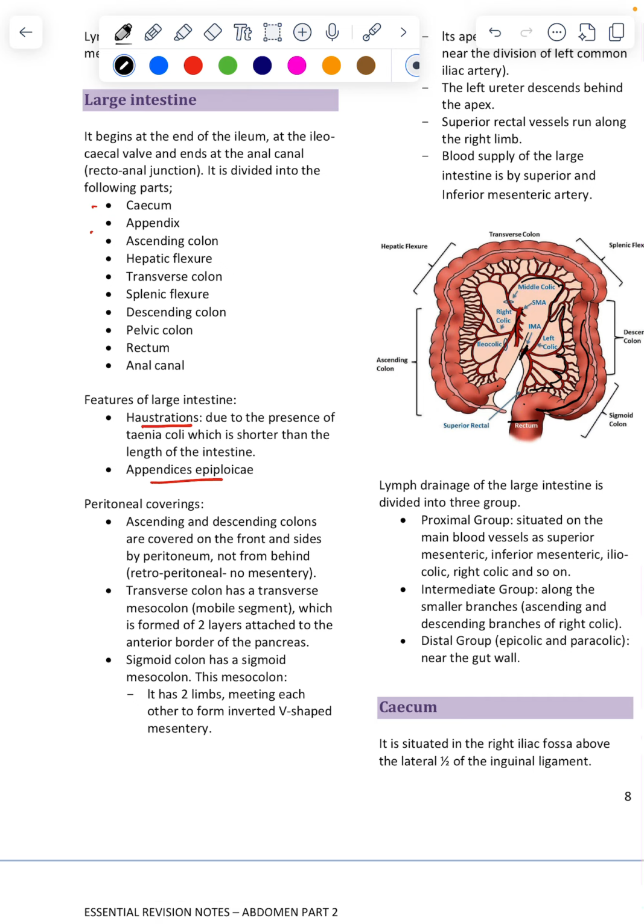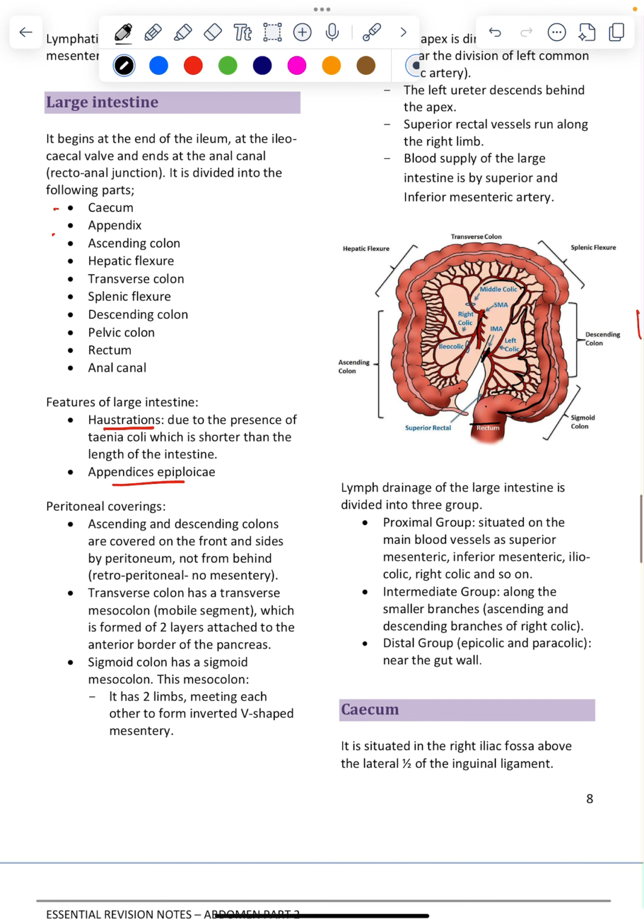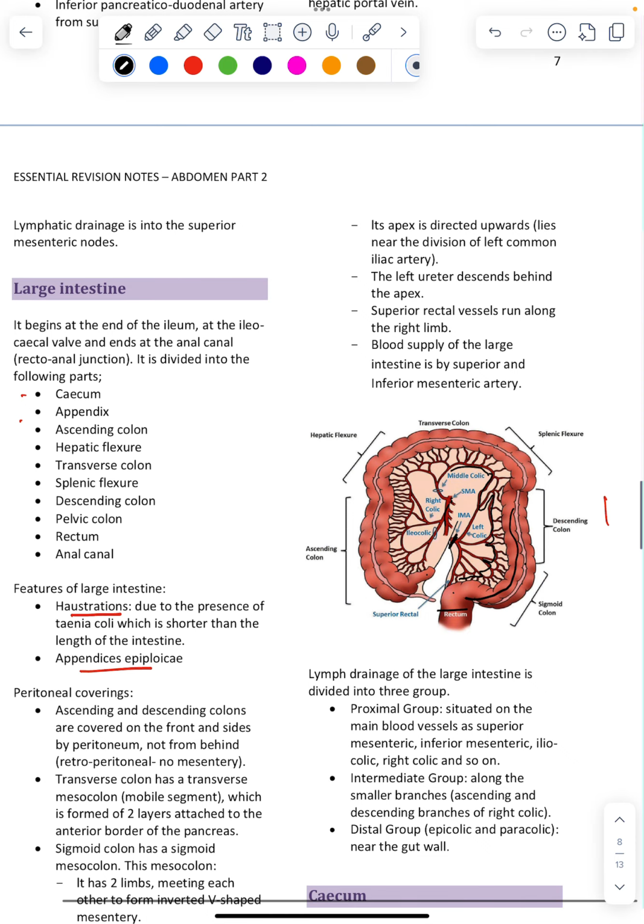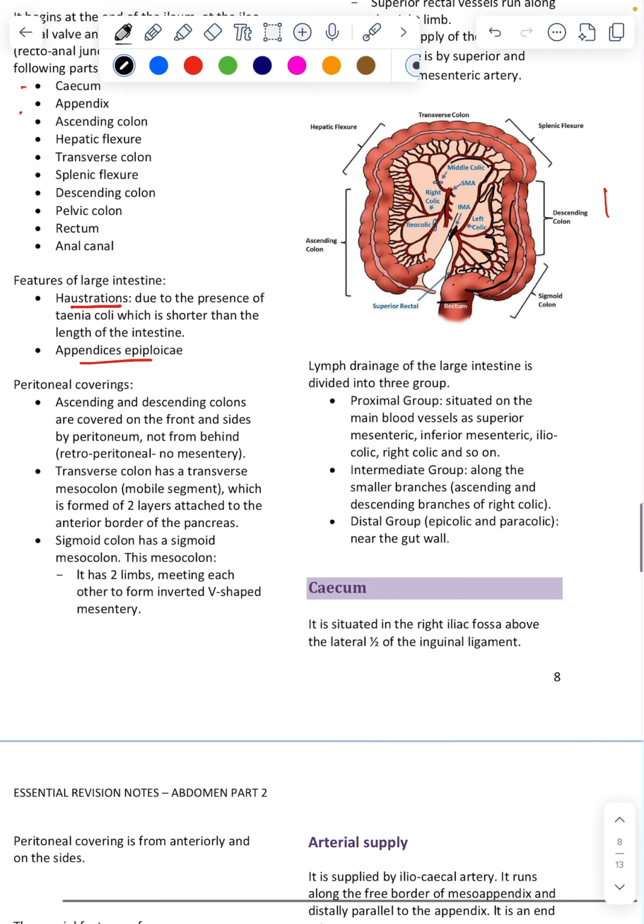So sigmoid colon has sigmoid mesocolon, two limbs meeting each other in a V-shaped mesentery. The left ureter descends, with superior rectal artery blood supply. Right. Lymphatic drainage is the proximal group. You can see lymphatic drainage has got a proximal group attached to mesenteric, superior mesenteric, intermediate from ascending and all this.